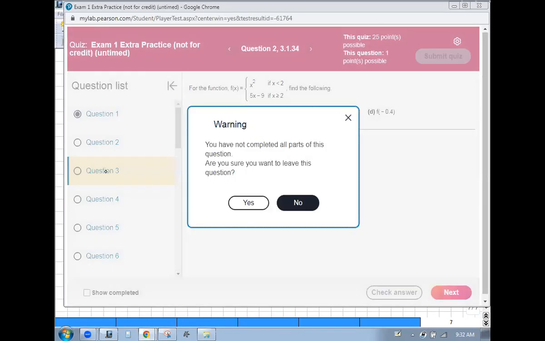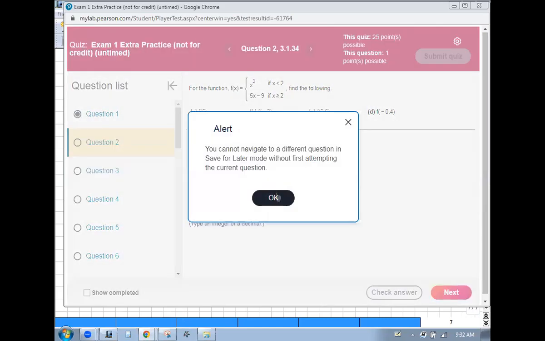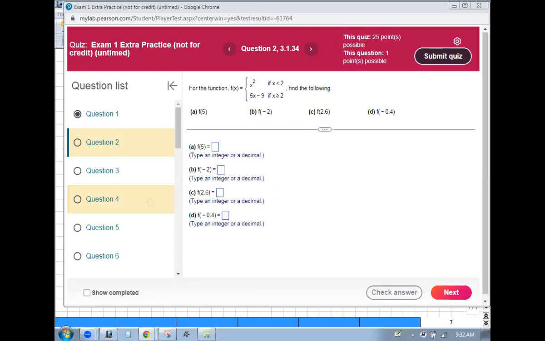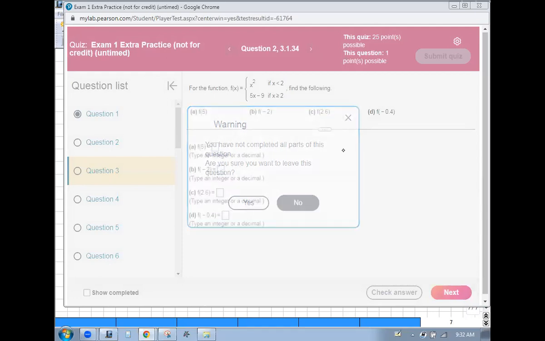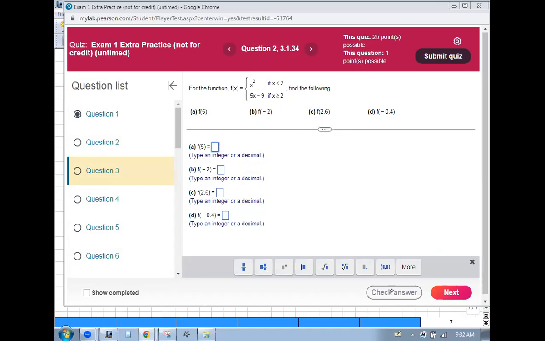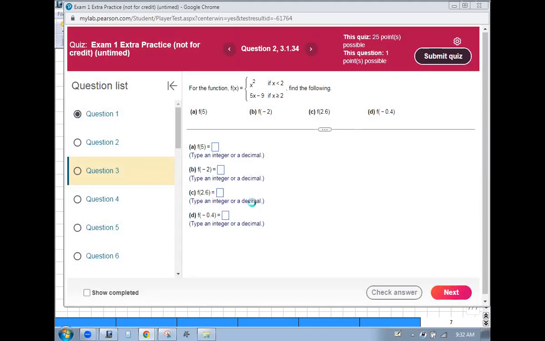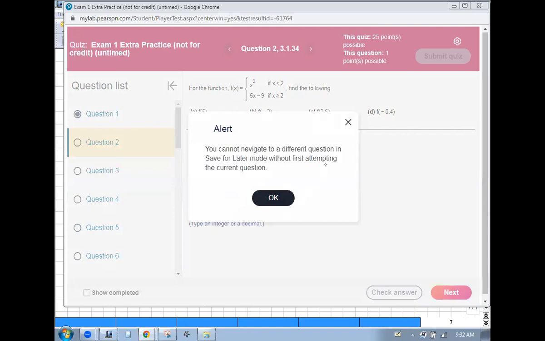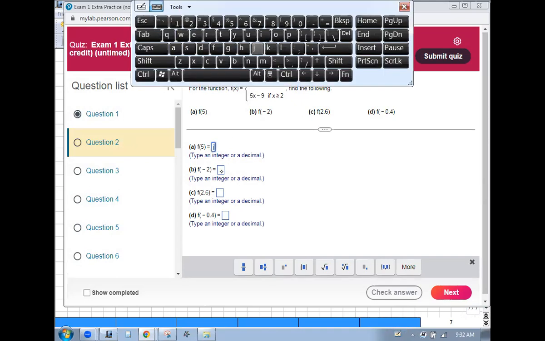All right, let's look at question 3. Yes, I don't care. I still don't care. It still didn't give me the next question. Give me question 3. Fart. Yes, I want to leave this question. I cannot do it. Bastards. But I'll put just weird stuff in here. That's just so lame.